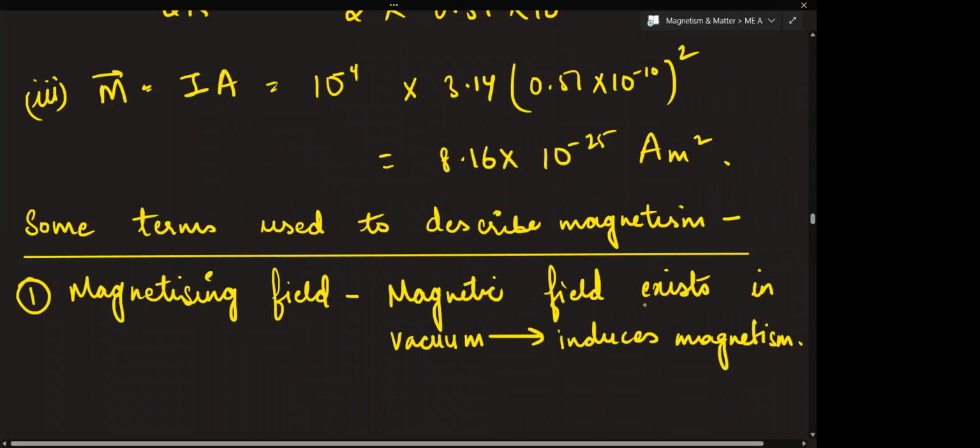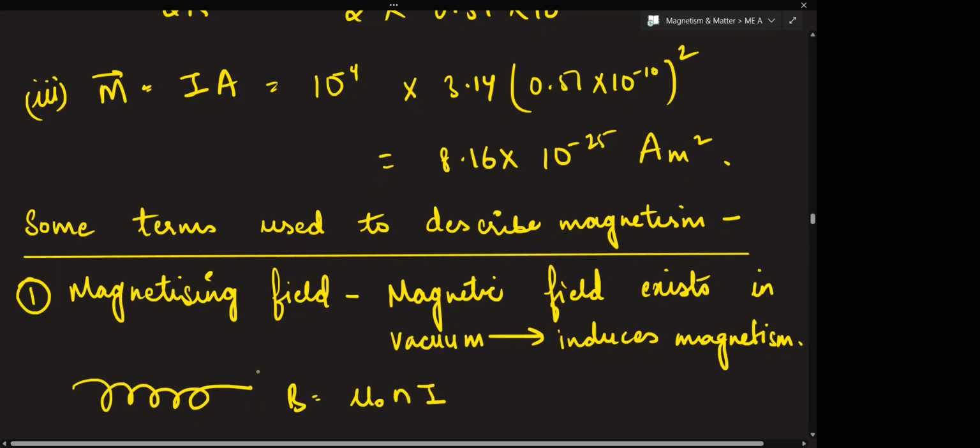At this time, we call it a magnetizing field. For example, you can take a toroidal solenoid carrying current I and placed in vacuum. If the solenoid has n number of turns, the magnetic field is written as mu naught nI, the formula that you were using there.